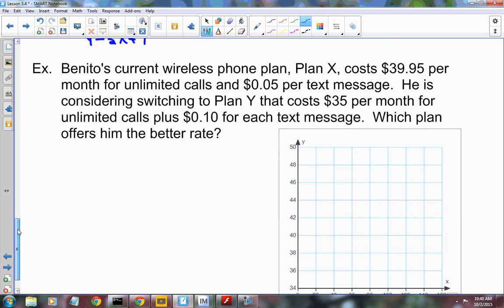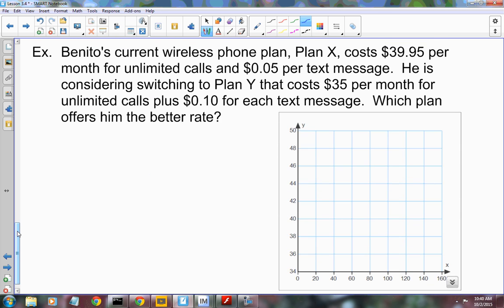All right, I got to show you this last one, and then I got one more thing I need to point out, and then we'll be done. Benito's current wireless phone plan X costs $39.95 per month for unlimited calls and 5 cents per text message. He is considering switching to plan Y that costs $35 per month for unlimited calls plus 10 cents for each text message. Which plan offers him the better rate?